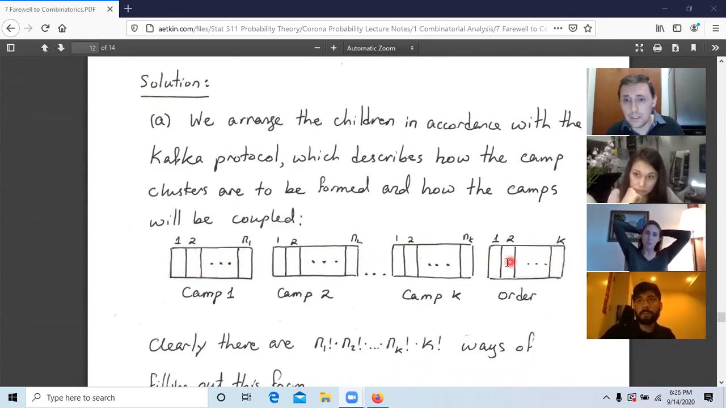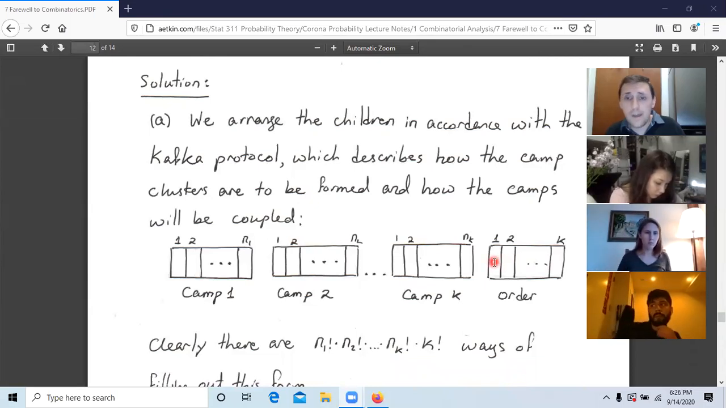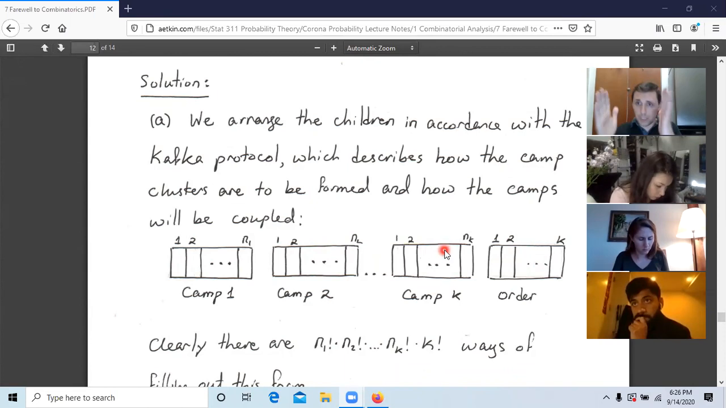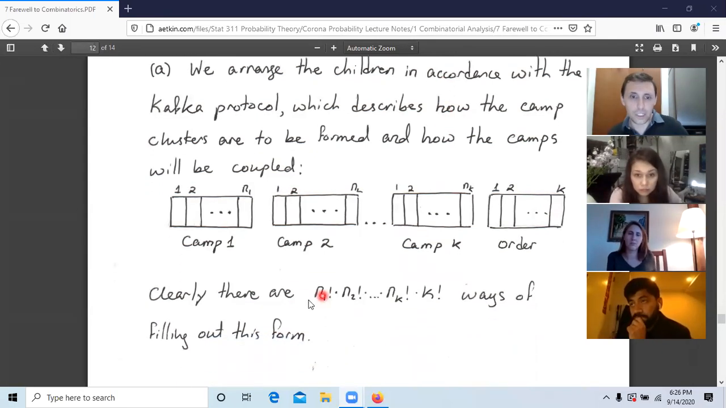Yes? And here I fill in how the children are lined up, and here I fill in the camps, where they are seated. So this is first I see, second I see, which camp I see. Do you agree? If I read this information, I know which child is standing where. It tells me exactly how to put them together. This tells me how to put the camps together, and this tells me how to package every child within the respective camp. Okay, so good, great. So here is the solution.